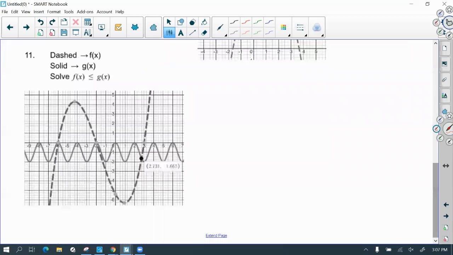Last. Again, the dashed is f, and I want to know what x values produce the y values in f that are less than or equal to the corresponding y values in g. So let's just take an example. Let's say x equals 2. When x equals 2, g is up here, so g produces the number 0. f produces the number, I don't know, negative 4.5 or something.